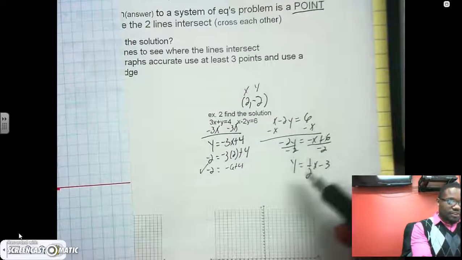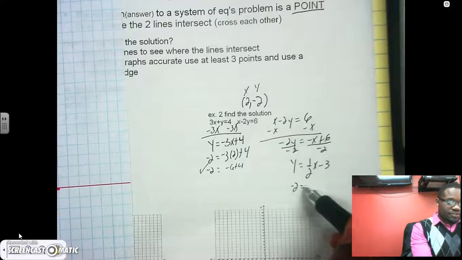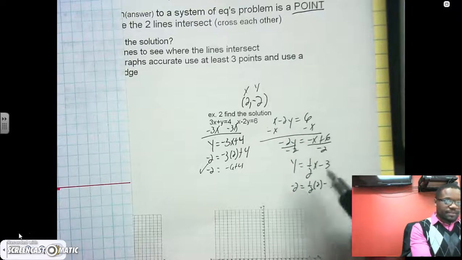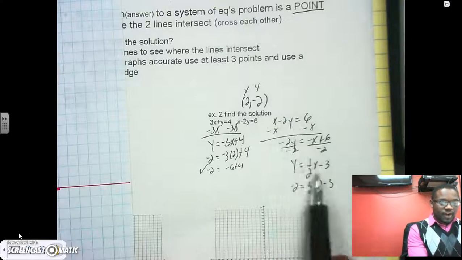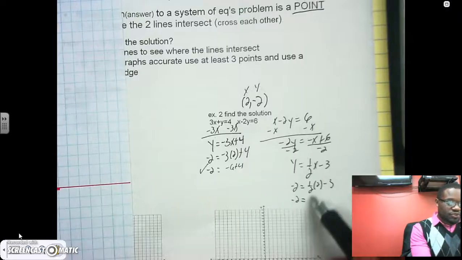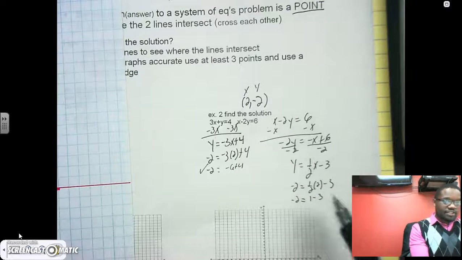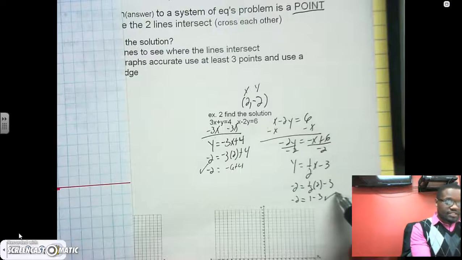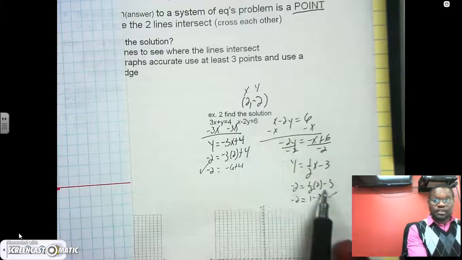So let's try it over here. If I put -2 in for y, 1/2 times 2 minus 3, I just put that in for x and y, I get -2 equals 1/2 times 2 is 1. Let me ask you, 1 minus 3, does that equal -2? Yes, it does. So that point works for both.